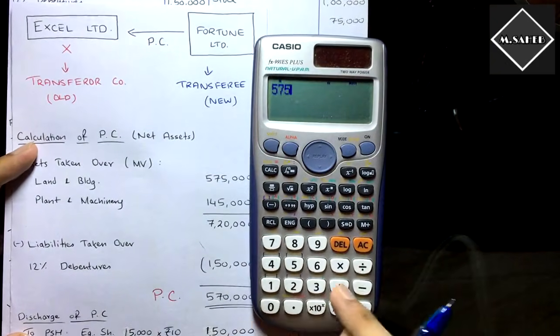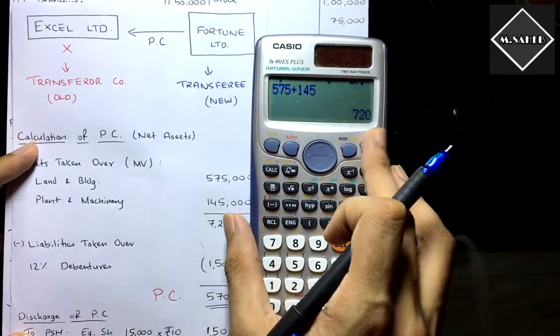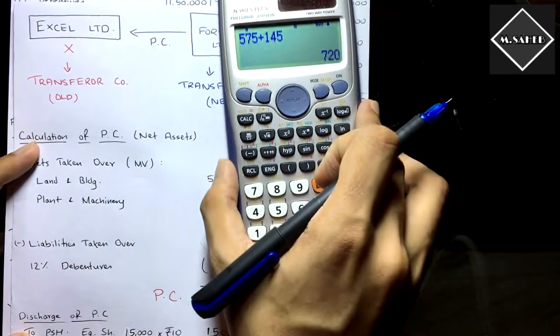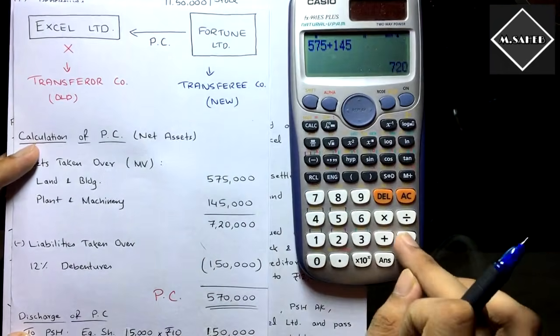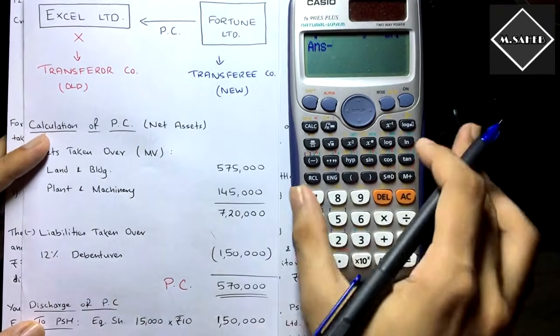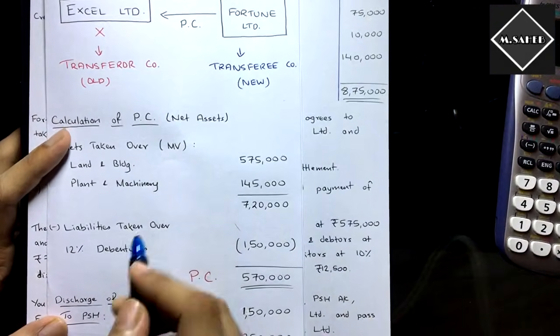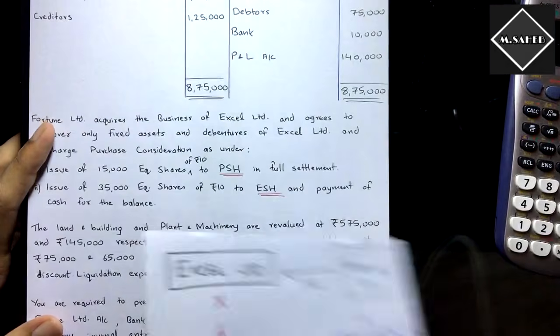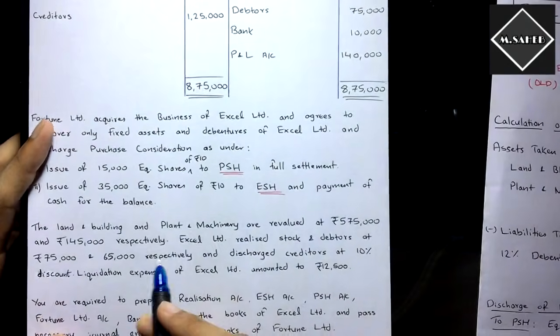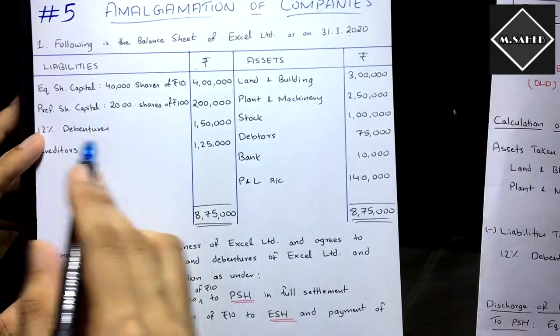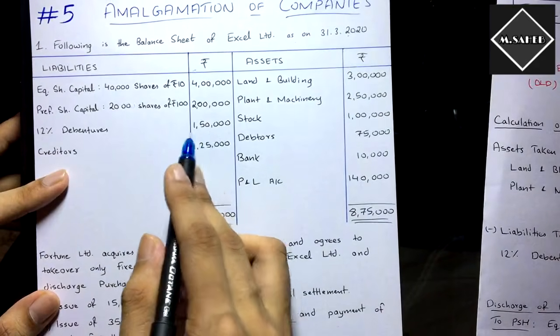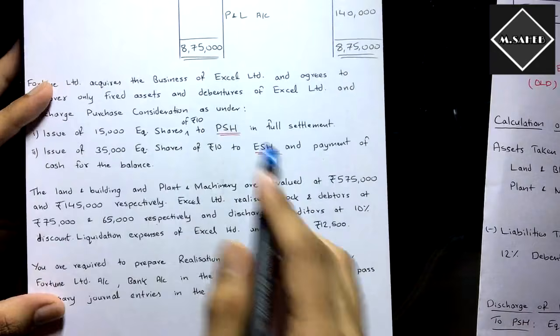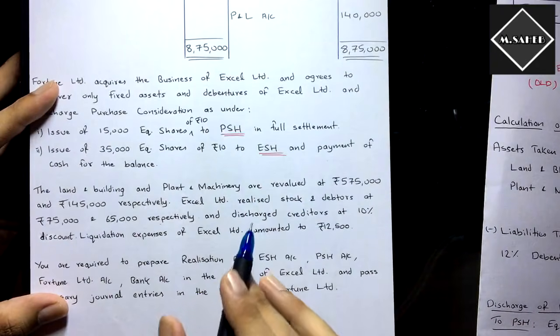5,75,000 plus 1,45,000 is equal to 7,20,000, right? 7,20,000 minus the liabilities taken over at the agreed value. Now here, have they given us any agreed value of that liability of debentures? They have said only debentures are taken over, and debentures are of 1,50,000. But they haven't given us any agreed value.